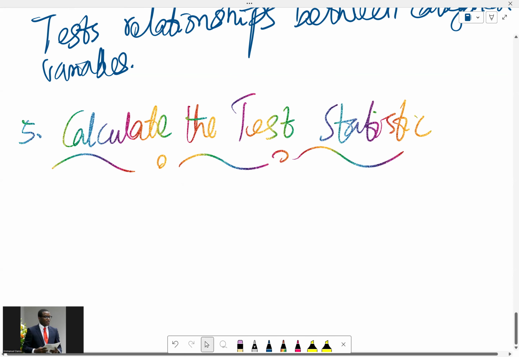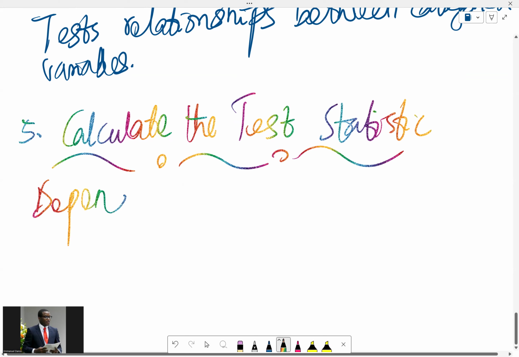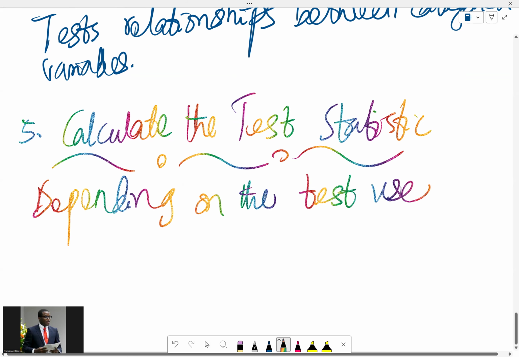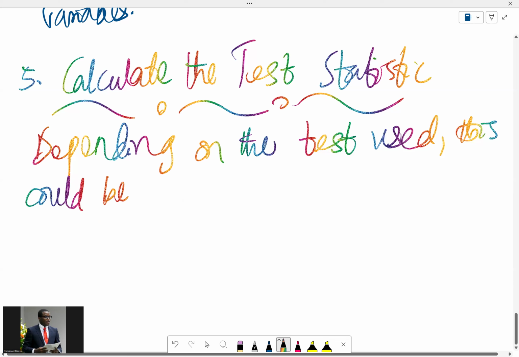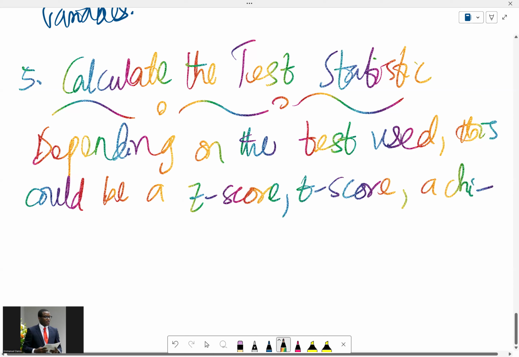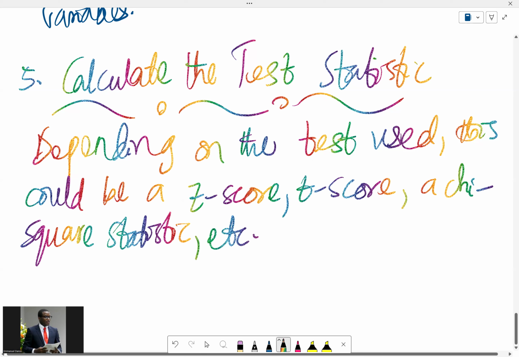Depending on the test used, this could be a Z score, a T score, a chi-square statistic, and so on. It all depends on the test you use. If you do a Z test, you use a Z score. If you do a T test, you use a T score. If you do a chi-square test, you use a chi-square statistic.